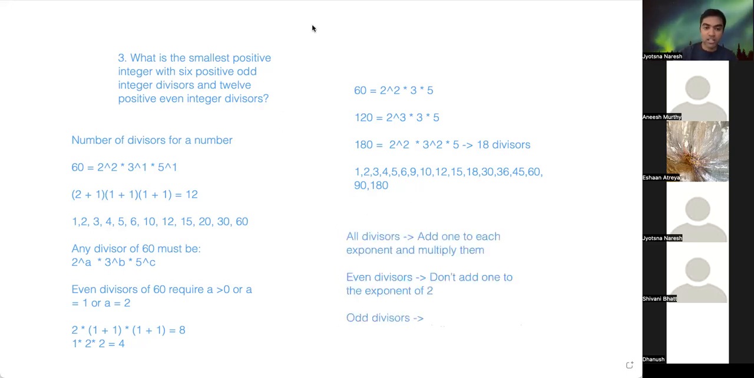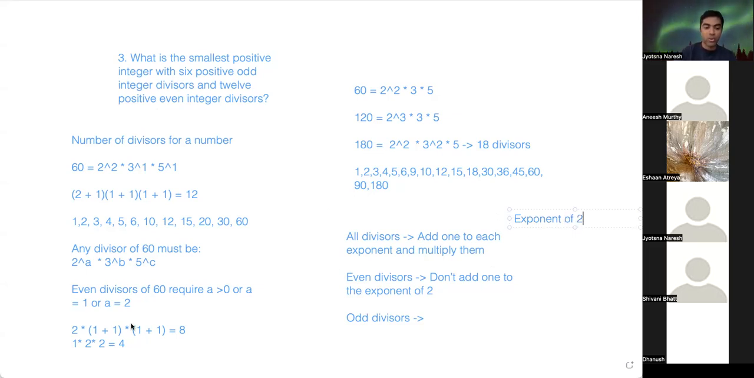Okay, so now let's go back to the original question. We want the smallest positive integer with 6 odd divisors and 12 even divisors. If we think about it, the even divisors is twice the number of odd divisors, right? So that means that the exponent of 2 is the multiplier, right?